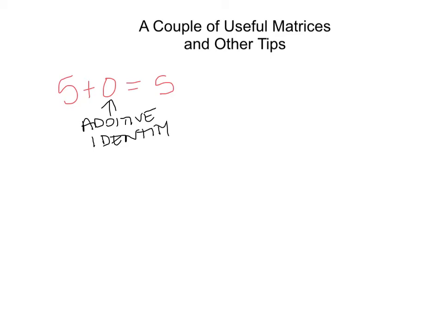Now, there's an additive identity with matrices as well. And the additive identity matrix is just a matrix that's full of zeros.